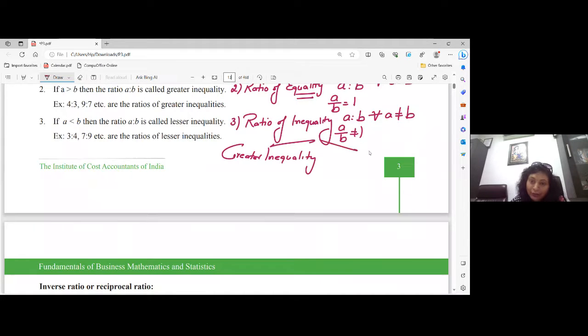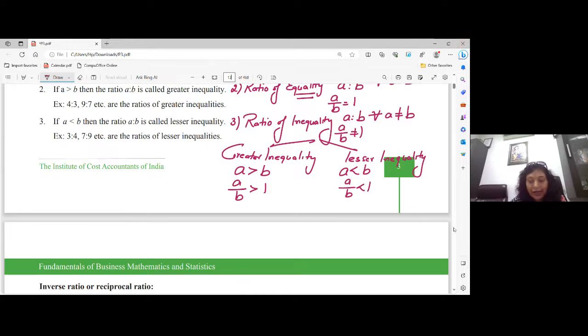So when we talk about greater inequality, in greater inequality, the first term is greater than second term. So when we compute the ratio, ratio is always greater than 1. So this is called greater inequality. And if the first term is less than the second term, then when we find the ratio, the value is less than 1. This is called lesser inequality.